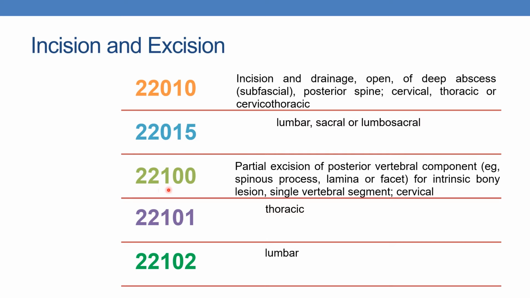The next code is 22100, partial excision of posterior vertebral component, for example spinous process, lamina or facet, for intrinsic bony lesion, single vertebral segment, cervical. When it is cervical, you need to report it with 22100. When it is thoracic, you need to report it with 22101. And when it is lumbar, you need to report it with 22102.